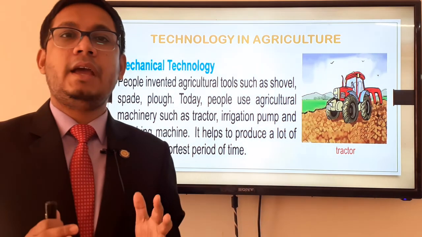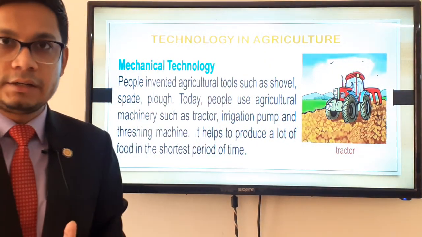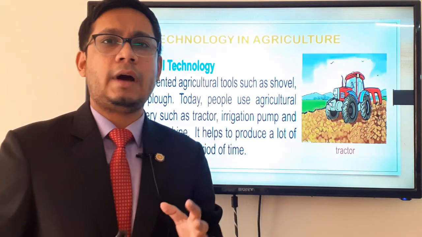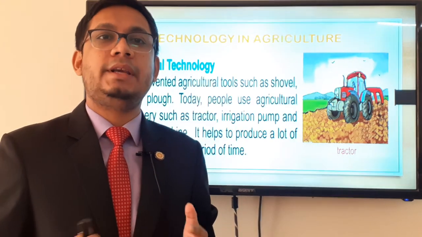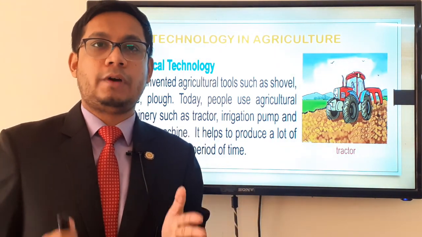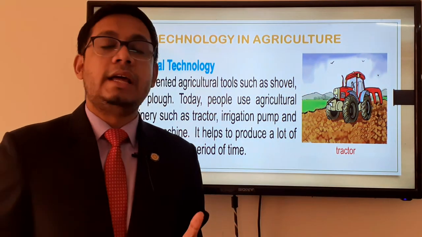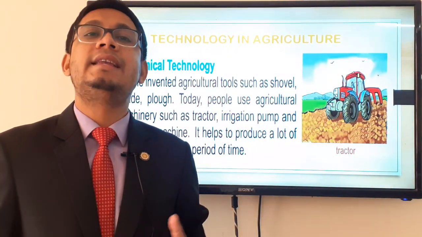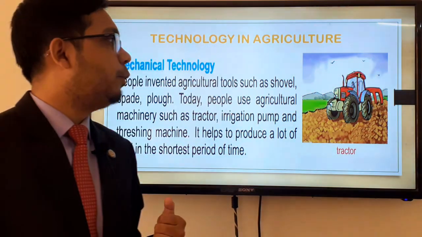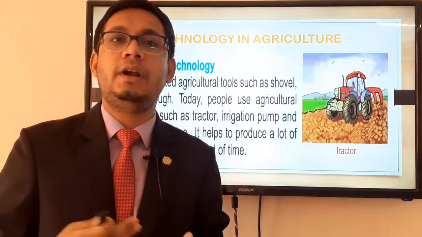Say, for example, if a person wants to cultivate a field with a pair of cows, it will take more time. But if we use a tractor instead of a pair of cows, the time will be shorter and we can easily cultivate that field. That is the help of technology, by which we can cultivate our fields faster.